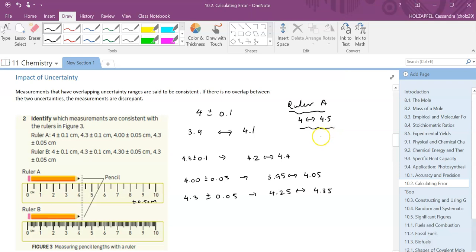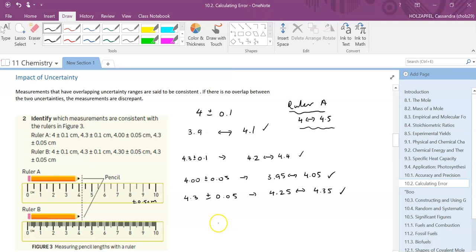Now, if this is consistent, that means it's going to overlap. And just having a look here, this has some overlapping values because it overlaps from 4 to 4.1. This definitely has overlapping values because it's from the range 4.2 to 4.4. This has a little bit of overlapping values here, so that would go from 4 to 4.05. So yes, that would be consistent as well. And then this last one here, 4.25 to 4.35, also falls within that range. So ruler A, the measurements are pretty consistent with that ruler.